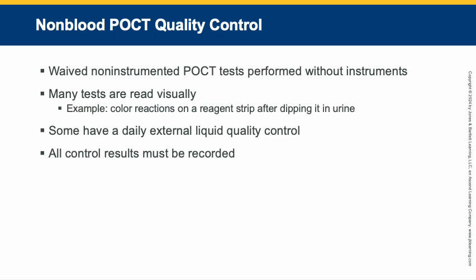Some of these have a daily liquid quality control that you have to do. You have to check it and make sure that those strips are working properly. Some of them have a daily one. Some of them have a per shift if you're in the hospital. It all depends on your facility's protocol that you would follow. But all of these control results must be recorded, because if they're not recorded and they are not done, then you can't ensure that your patient has good quality results.